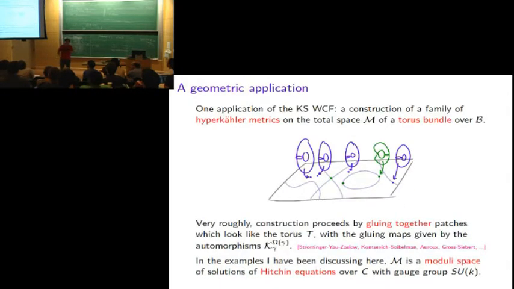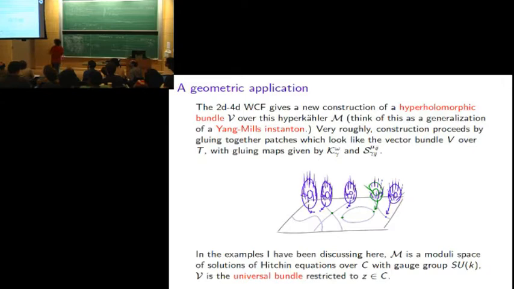One of the interesting things that came out over the last few years was that you can use the Kontsevich-Soibelman wall-crossing formula to give a construction of new hyperkähler metrics. You start with a naive Strominger-Yau-Zaslow picture of some hyperkähler space, a torus bundle over the parameter space I had before, and then you correct it. You add corrections that come from these omega gammas. In the example I was telling you, this M is a moduli space of solutions of Hitchin equations on the curve. What I want to say is that the 2D-4D wall-crossing formula gives an extension of that business where this thing has grown some hair. So what does it mean?